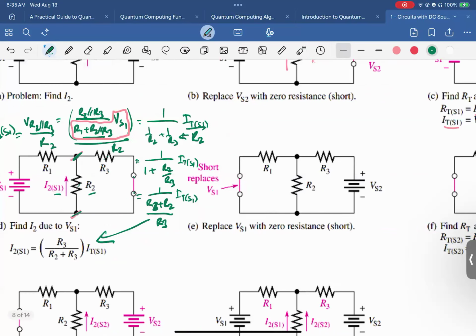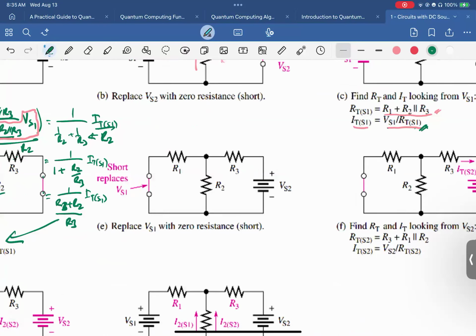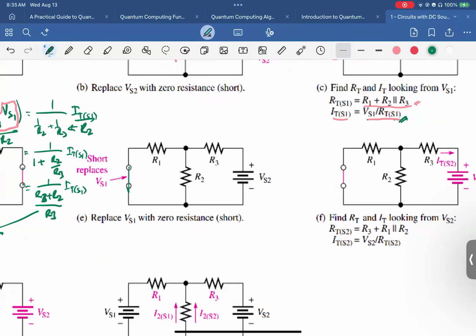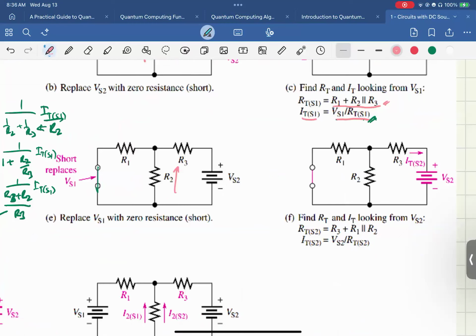Okay, now let's do the second case. Pag sinort natin yung source 1, isa-solve natin yung current through R2. Okay. So, ganun din yung approach natin, but this time, ang parallel is yung R1 tsaka yung R2. Then, in series siya with R3. So, yung equivalent na resistance dito is R3 plus R1 parallel R2. And yung total current is VS2 divided by total equivalent na resistance, okay, given by this.